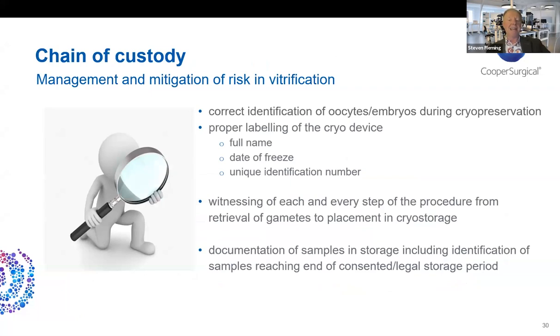Therefore, to manage and mitigate such risks, it's absolutely vital to correctly label all consumables used to handle material during vitrification and cryostorage with the patient's name, their date of birth, and the date of vitrification, and a unique identifier, such as the patient's medical record number, and to witness each and every step of the procedure, especially including the cryostorage location. You don't want to be stuck with trying to find what's been cryopreserved when you come to have to do the warming.